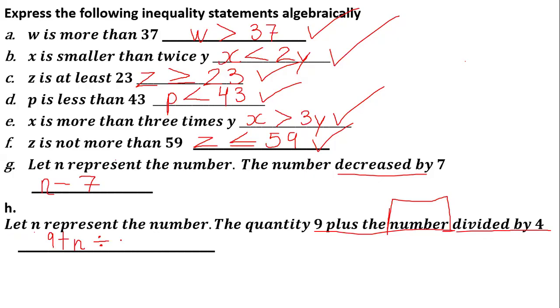Put this in the chat for me, please. How many persons got this? 9 plus n divided by 4. I mean, if you got this. I did. So n over 4 would be wrong. How many persons got this? I did. Okay. Anyone else? All right. If you got this, this is absolutely wrong. This is not correct.